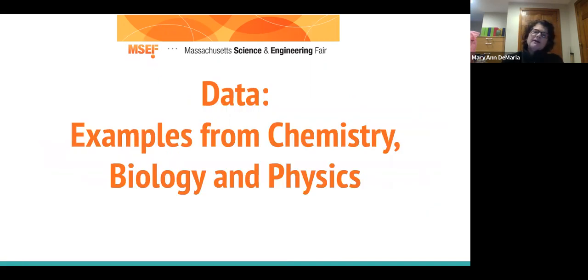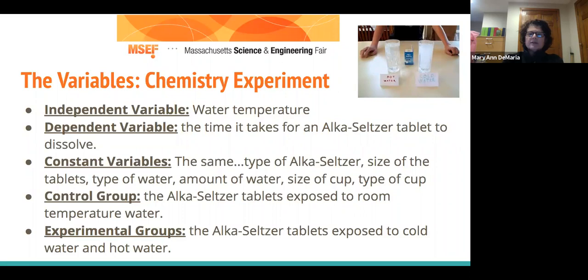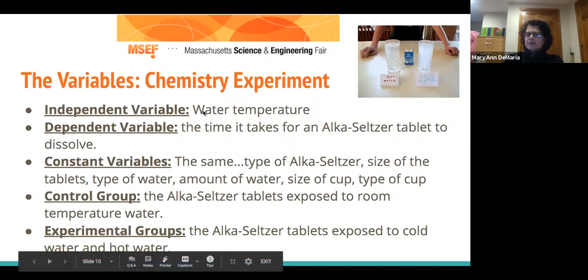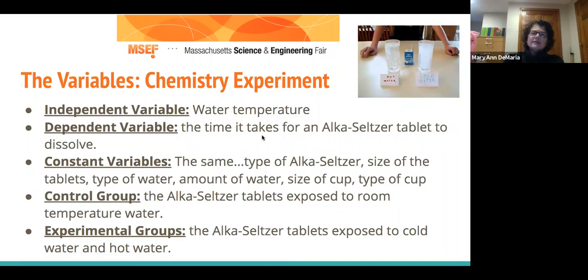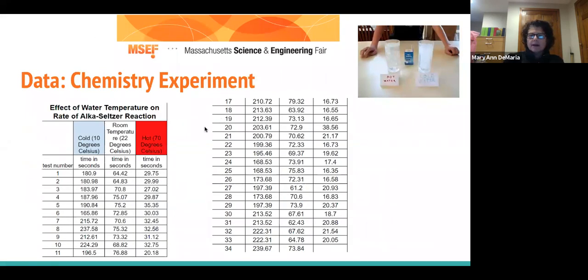Okay, so here's some data. These data are already organized. I just put the variables back there. This was our chemistry experiment. Our independent variable was the temperature of the water. That's what we changed on purpose. And we were measuring the time it takes for the Alka-Seltzer tablet to dissolve. So when you organize your data into tables, these two variables need to be your headings for either your columns or your rows. If you teach kids that, it helps them when they go to organize the data. These are actual data from a student that did this experiment for me a few years ago. This is their science project data.